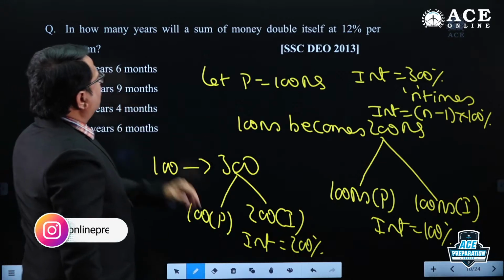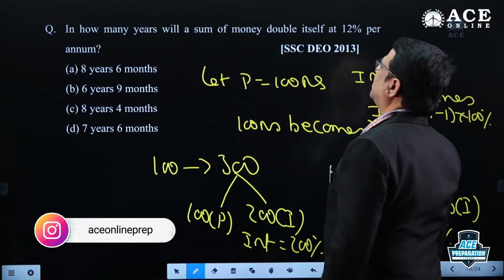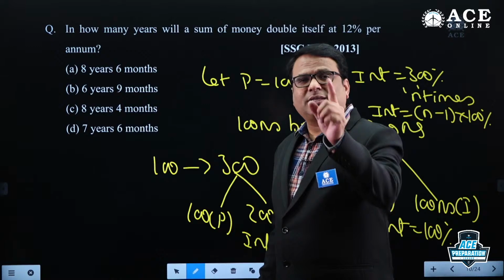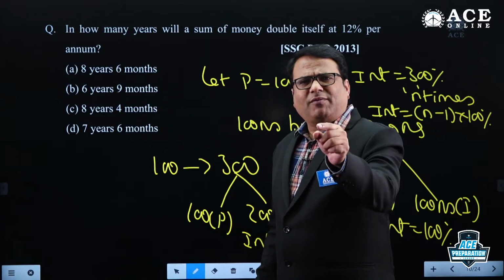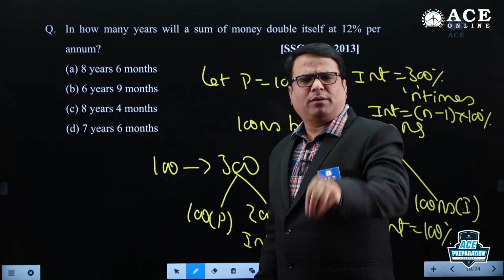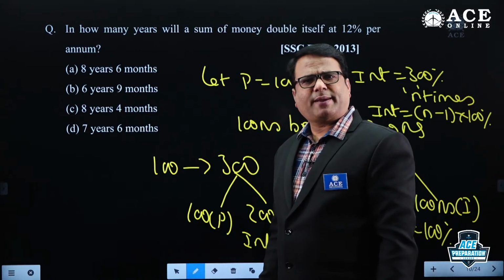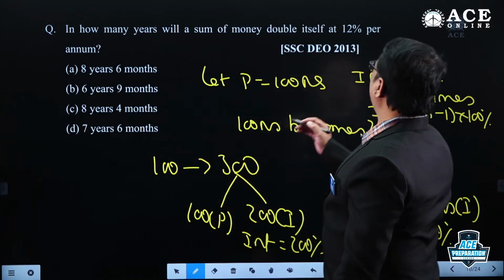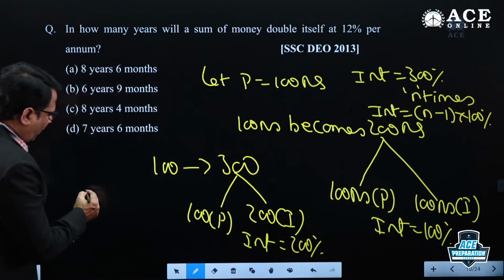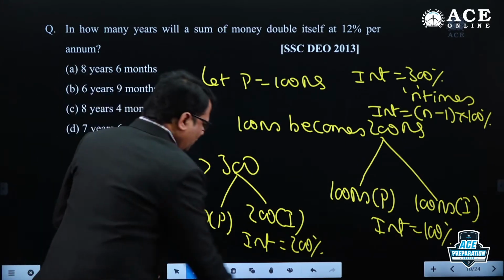In how many years will a sum of money double itself at 12% per annum? So here he is asking us the number of years. In how many years the money will become double? Now we know that when money becomes double, interest is 100%. And in how many years we are getting that 100%, we have to calculate. So here I write number of years. I just remove this, one minute.